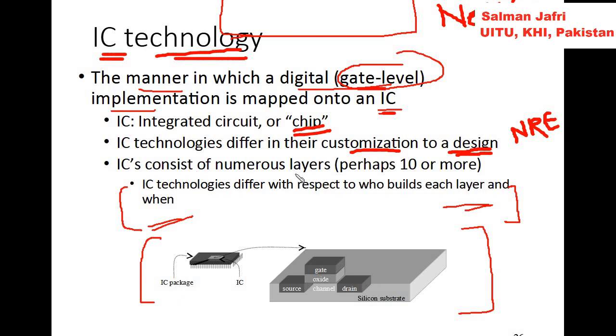So ICs may consist of numerous layers, right? Perhaps 10 or more, and this is basically the structure of the IC that is shown. For example, this is basically an FET that has been modeled in an IC manner, integrated circuit.